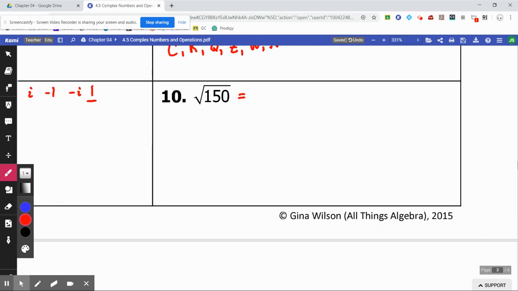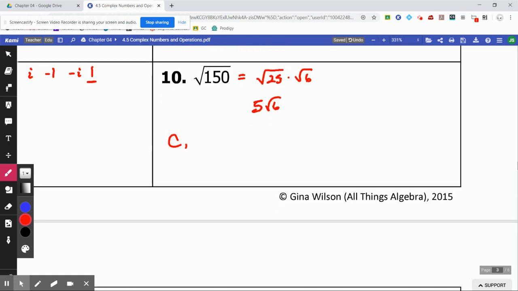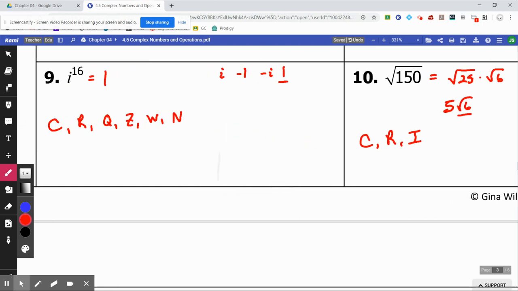Root 150, this can be simplified. Let's split it into root 25 times the square root of 6. So this would be 5 root 6, which is, again, a complex number, and it is real. Subsets of real are either rational or irrational. The square root of 6 we don't know, so therefore this will be an irrational number, and that's all. There's no subsets of irrational.